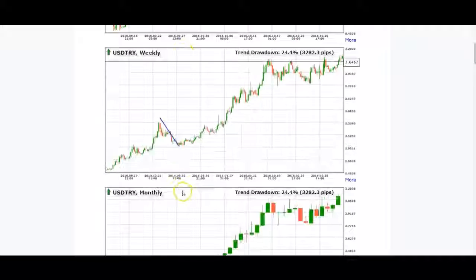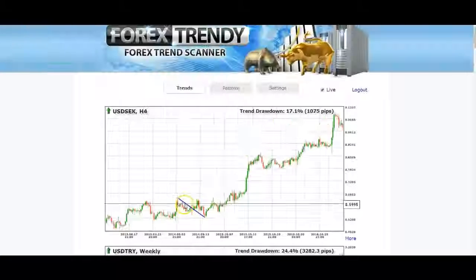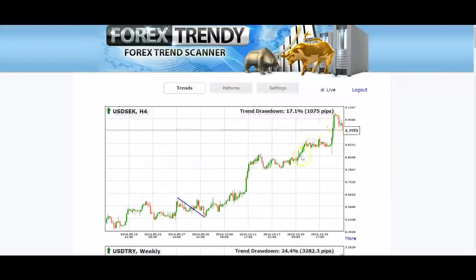So regarding Forex Trendy, I'm never going to enter a market purely based on, okay, here's a trend with a 17% drawdown. Okay, I'm blindly going to enter this market. But what it does give me is it makes me look at currency pairs that I don't normally look at, like the USD SEK here. So in this case, I see, okay, this is quite consistent. It's got a less than 20% drawdown.